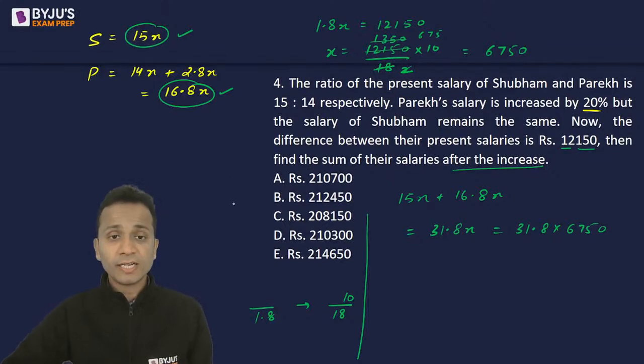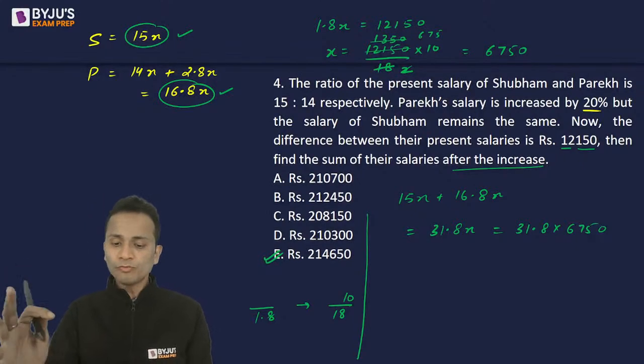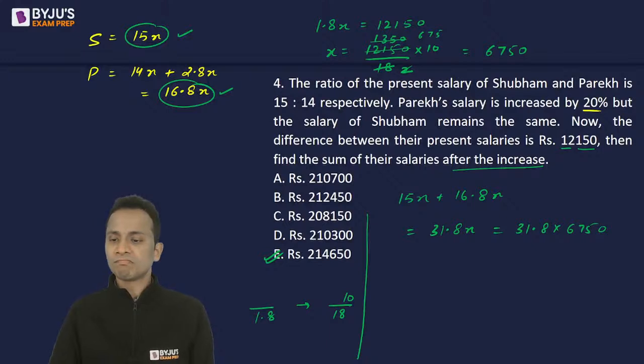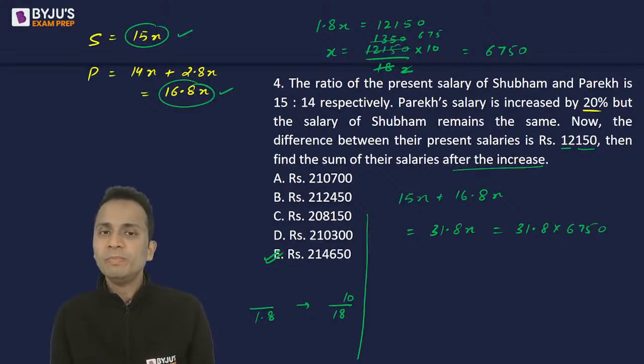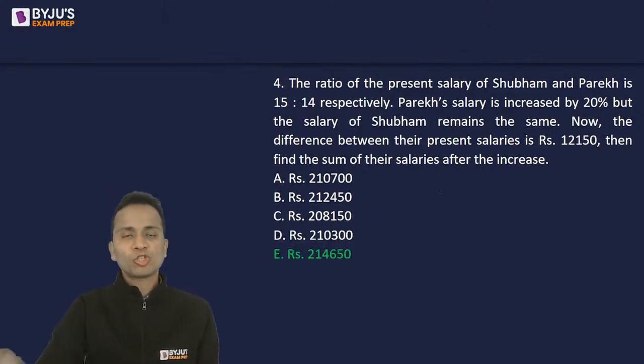So yes, the correct answer is option E, that is given by all of you. All of you have given a correct answer. So 2,14,650 will be the sum of their salaries after increase. Done. So that was question number 4.